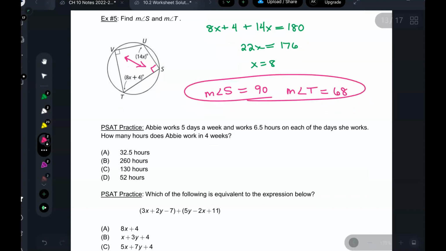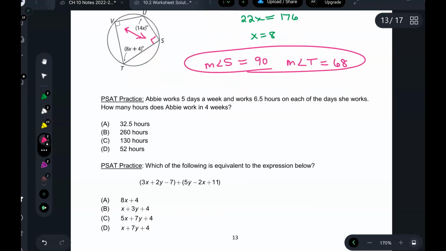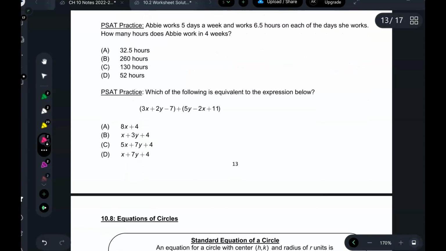Do you want us to write the degree symbol or no? No, one of the nice things is that it's implied when you put the little m in front that it's degrees. Some teachers are picky about that, but technically you don't need to put the m in front. It's assumed that we're talking degrees.